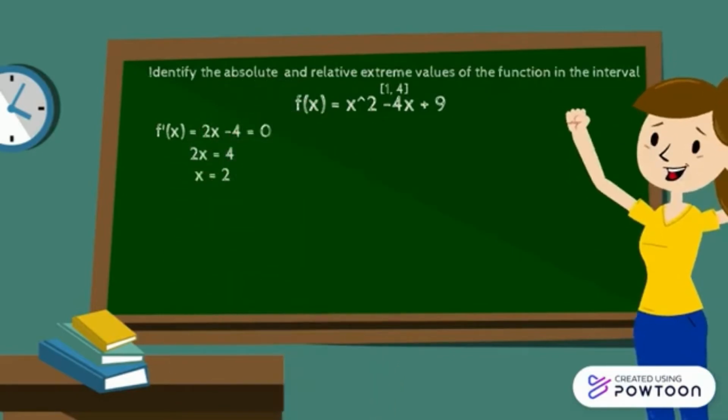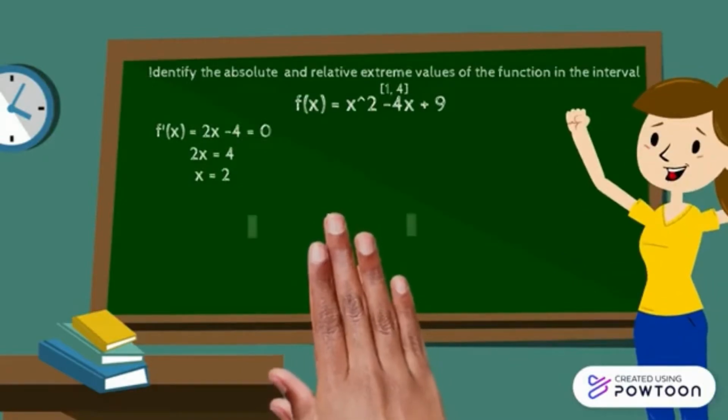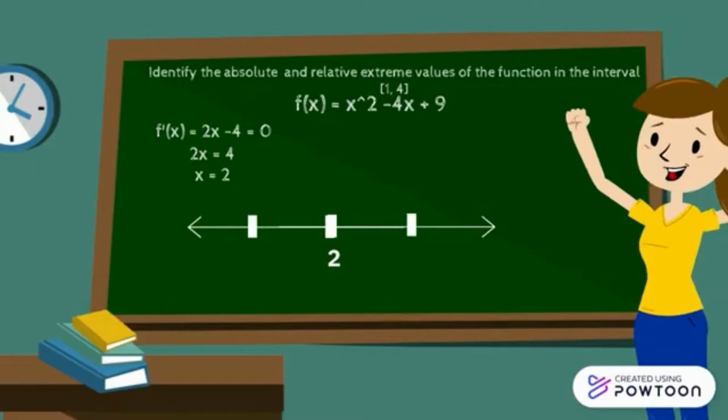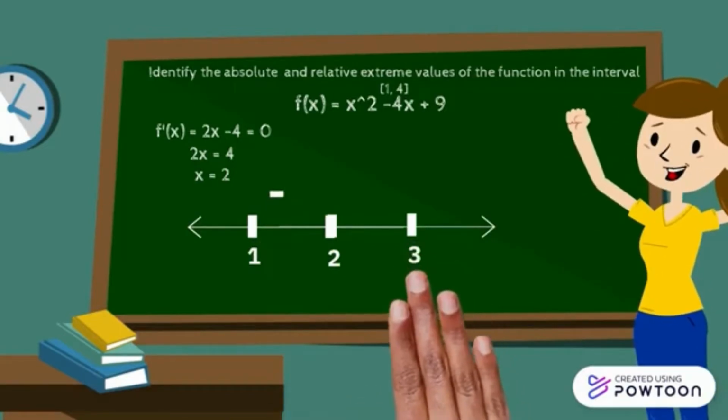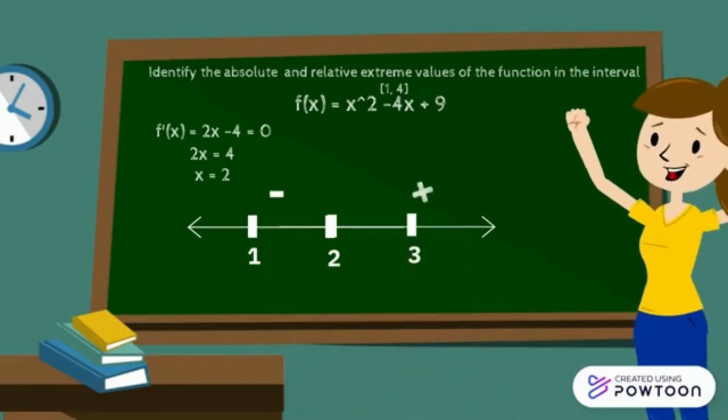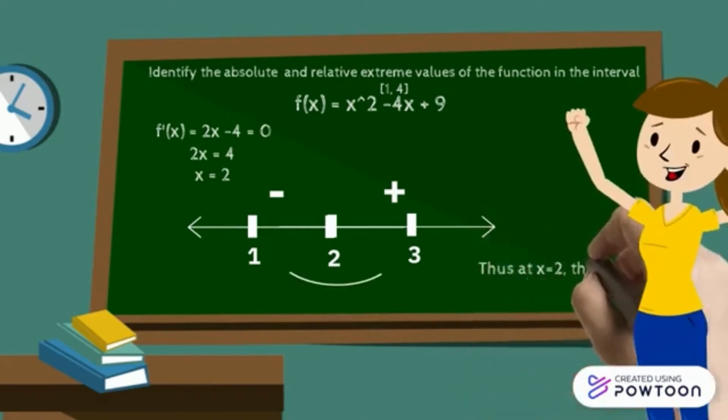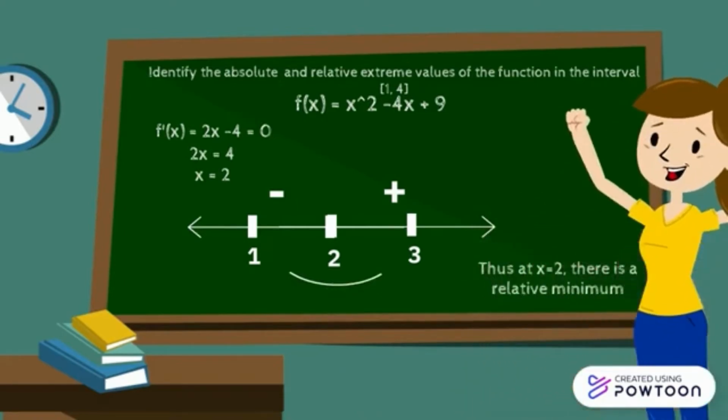To determine whether this is a relative min or max, we plug in values from the left and right of 2 and see if the sign changes from left to right. When x equals 1, f'(x) is a negative value, so the slope goes down. When x equals 3, f'(x) is a positive value, so the slope goes up. If it changes from negative to positive, it is a minimum. Thus, where x equals 2, there is a relative minimum.